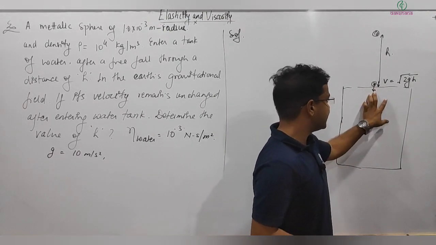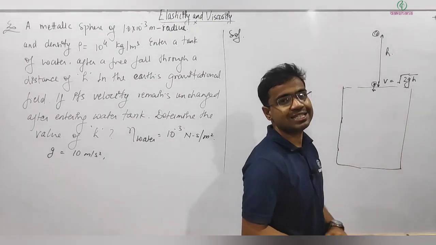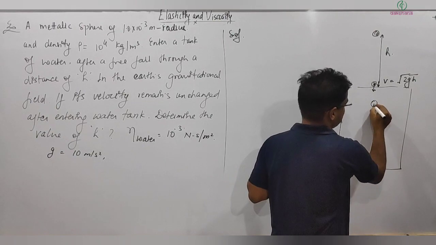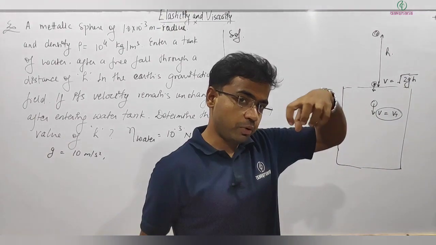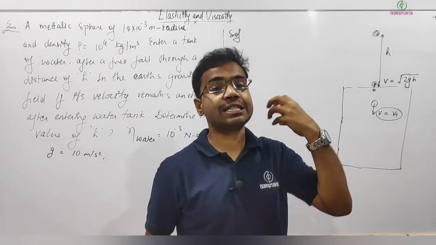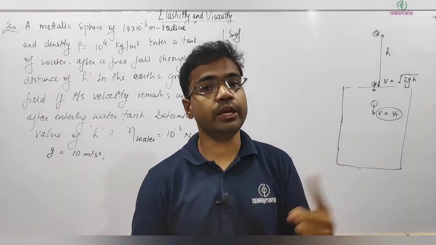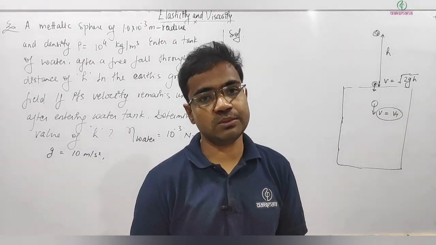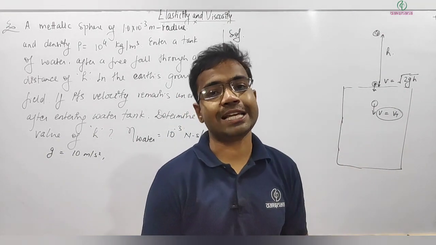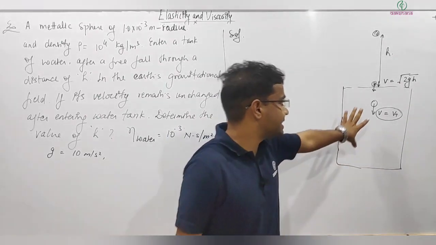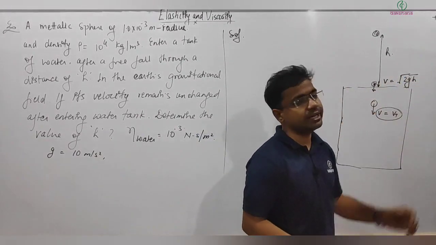Now what is mentioned is that once it enters, its velocity does not change immediately after that. That is possible only if, just before entering the water, it has attained a velocity equal to the terminal velocity. Only then is it possible that the velocity of the metallic ball does not change when it enters the water. So once we get the velocity of the ball, from this relation we can easily get h.